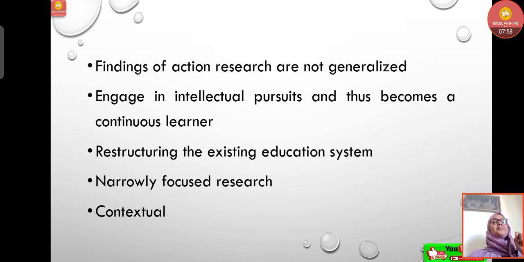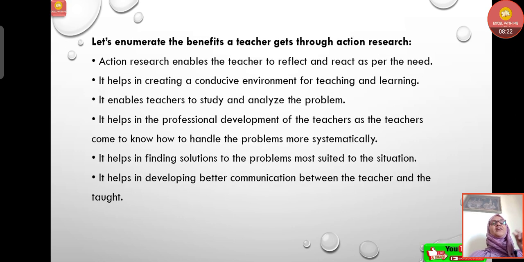Engage in intellectual pursuits and thus becomes a continuous learner. Obviously, teacher also will become continuous learner by understanding the things. Then restructuring the existing education system, obviously narrowly focused research. It's not a broad concept, it's narrowly focused research. Obviously, it's contextual. They just find out about that particular context.